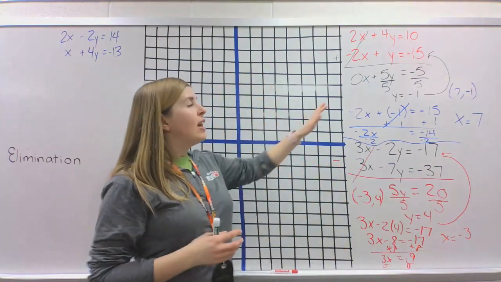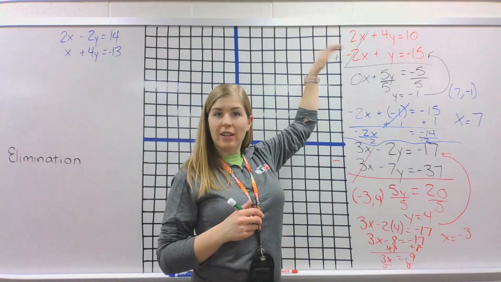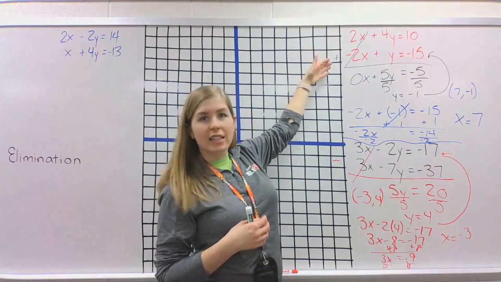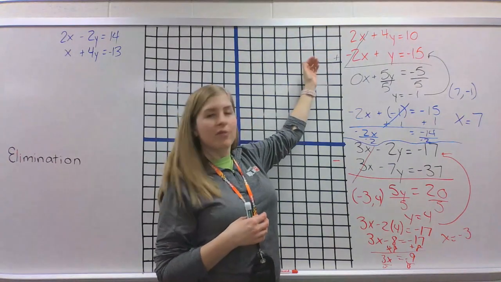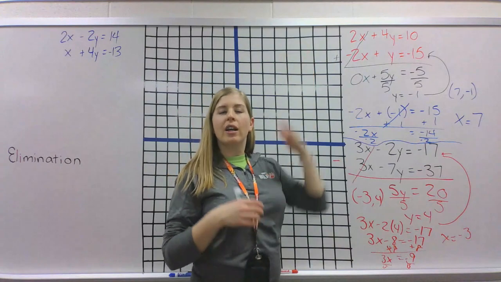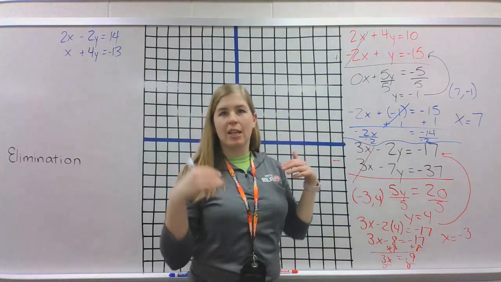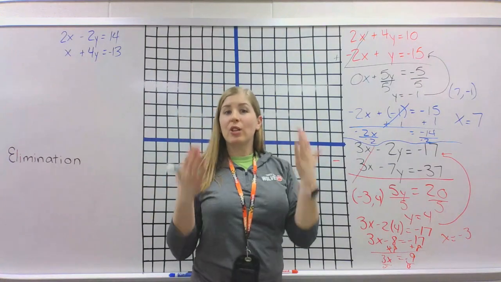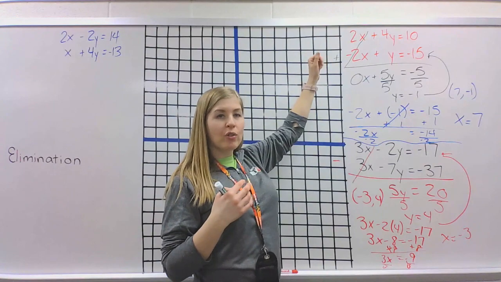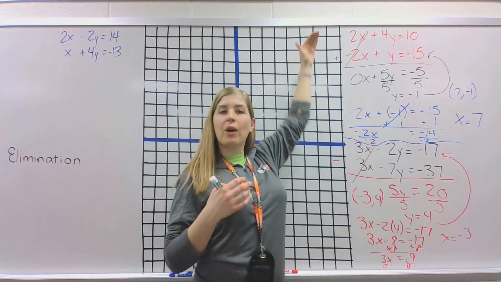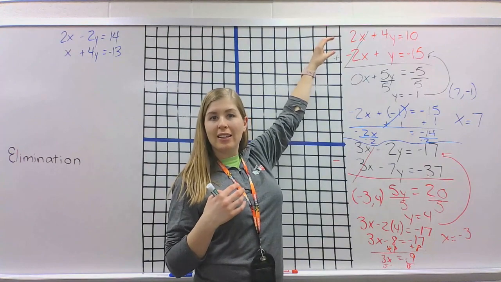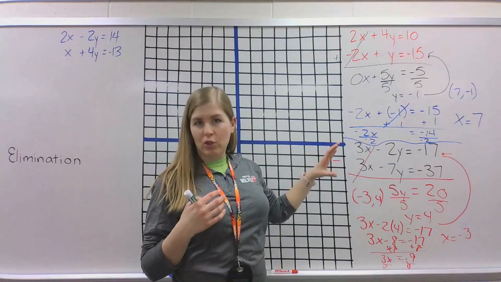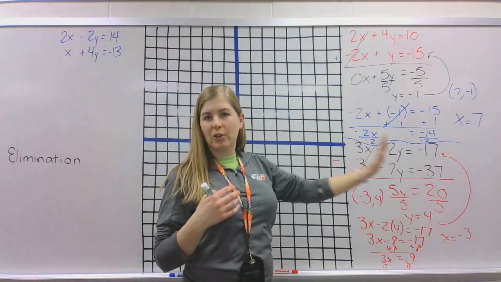So for elimination, we look at our two equations. We have 2x plus 4y equals 10, and then negative 2x plus y equals 15. We were looking at the variables, which ones had the same coefficients. And so here it was the x's, here as well. And then we look at the signs. So they have the same coefficient, positive and a negative. When it was opposite signs, we added them together. And then when they had the same sign, positive 3x and positive 3x, we subtracted. And we did that throughout the equations.